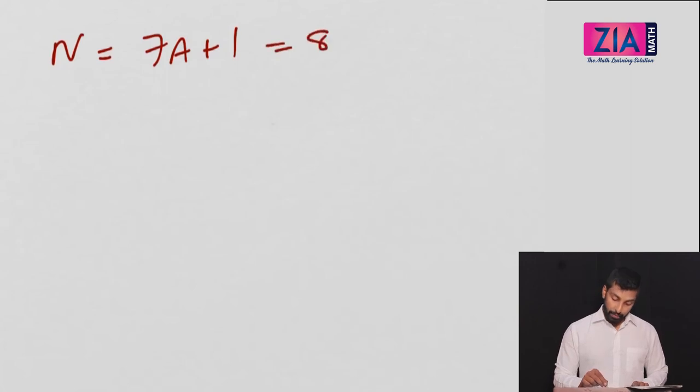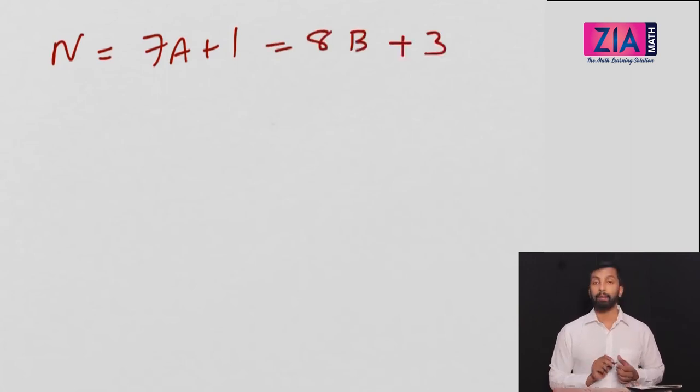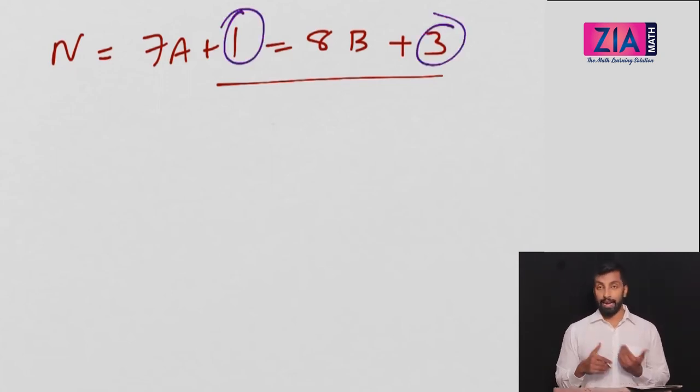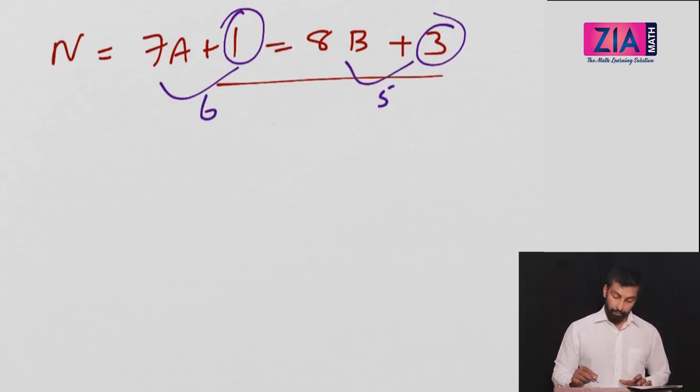Let's take a number which when divided by 7 leaves a remainder 1, which when divided by 8 leaves a remainder 3. So if you observe here, the remainders are different. Second, what you will see, the difference between the divisor and remainder. Here it is 6, here it is 5. So this is not type 1, this is not type 2. So what you need to do is, you need to do it manually.